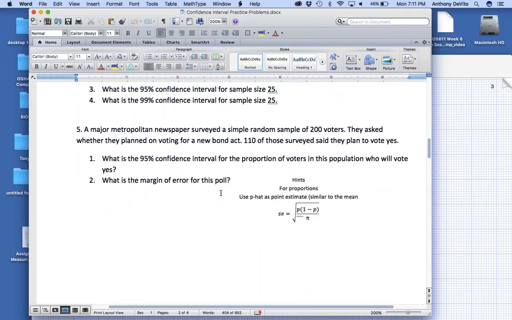A simple random sample of 200 voters. They asked them whether they were voting for a new bond act. 110 of those surveyed said they planned to vote yes. What is the margin of error for this poll?